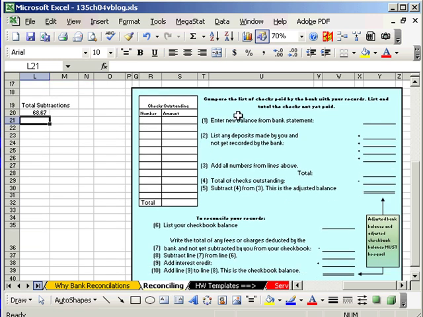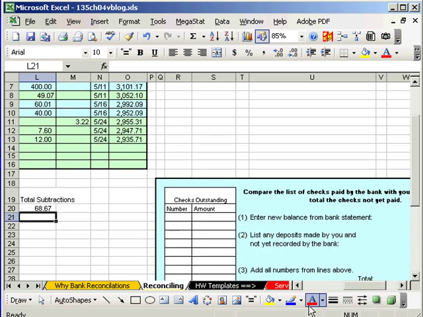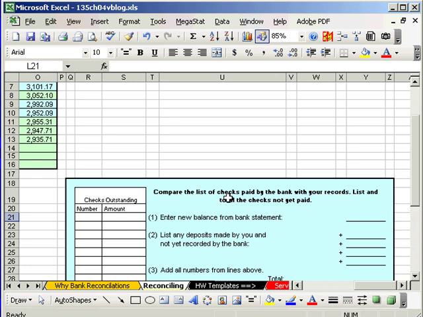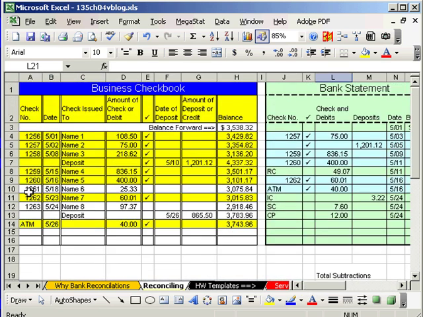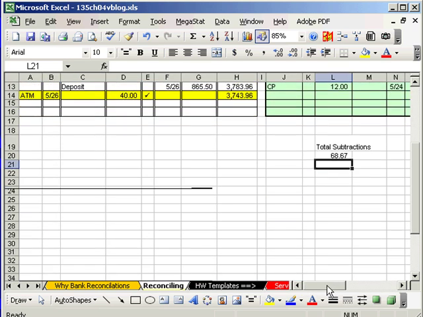All right, it says, and you just read from the top down, and it's pretty straightforward. Compare the list of checks paid by the bank in your record. List the total checks not yet paid. Those are outstanding checks. So we're going to list them here. Let's go over to our records. 1, 2. Go back over here.